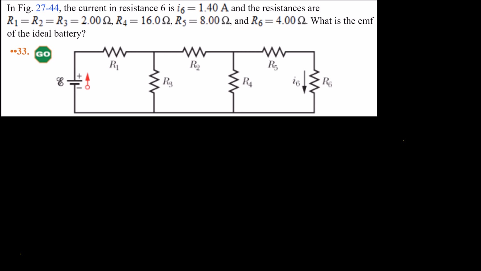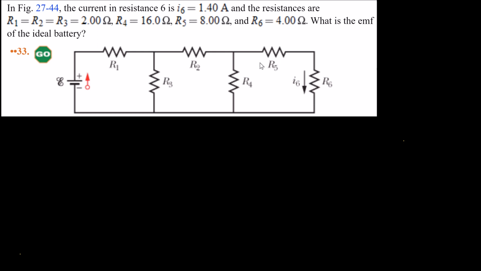In this case, we have a circuit like that. It's an ideal battery, and R1, R2, R3, R4, R5, R6. Here it says the current through R6 is 1.4 amps, and it is asking for the EMF of the battery, the ideal battery. Any ideas? So you need to work your way down from here to find the EMF, or voltage, of the battery.